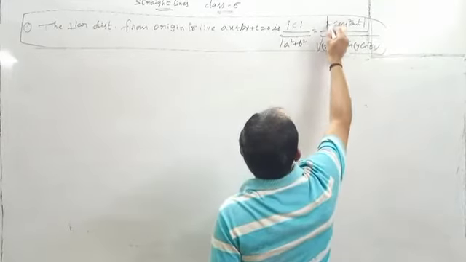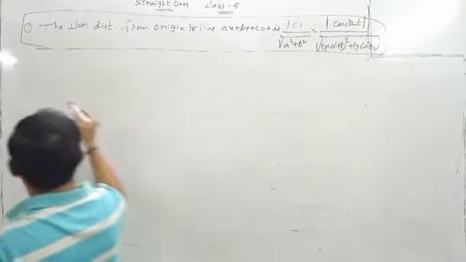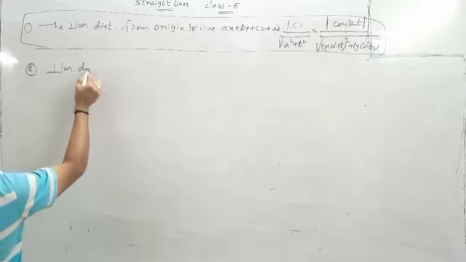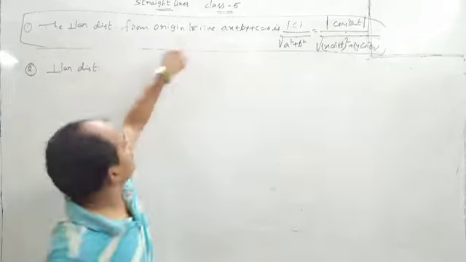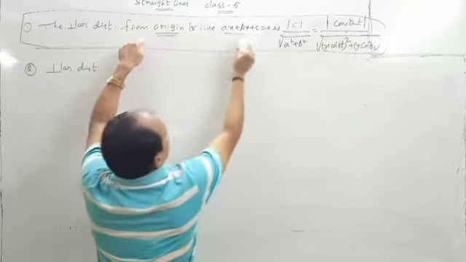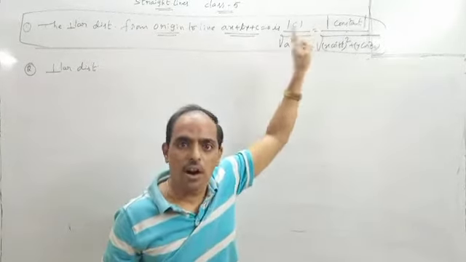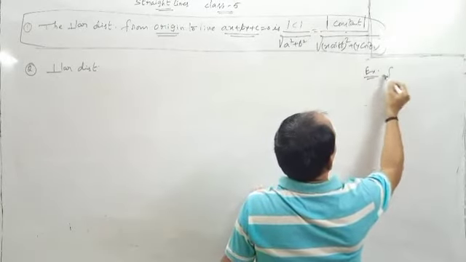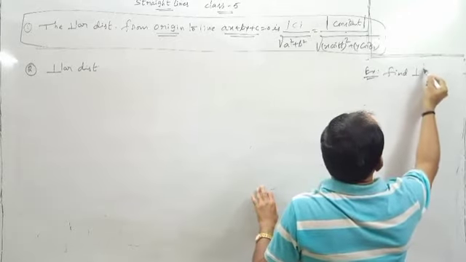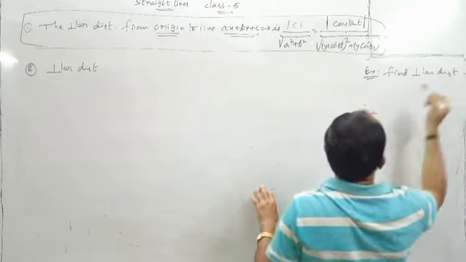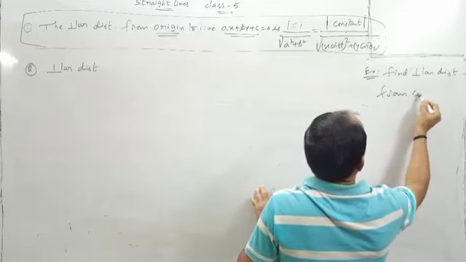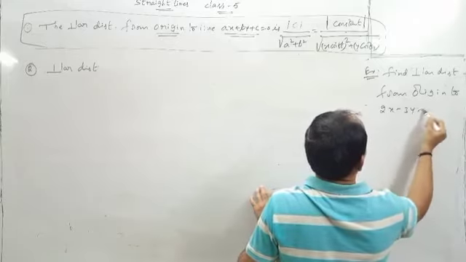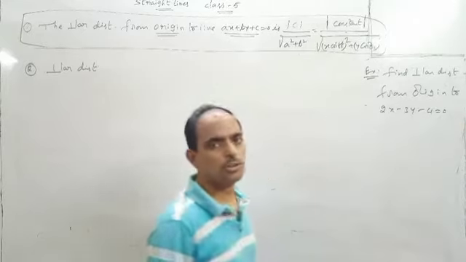Now we are going to find one more formula. Next one, perpendicular distance. You see here, perpendicular distance from origin to this line. What is the formula? Modulus of constant by... I will give one example here. Example, find perpendicular distance from origin to 2x minus 3y minus 4 is equal to 0.